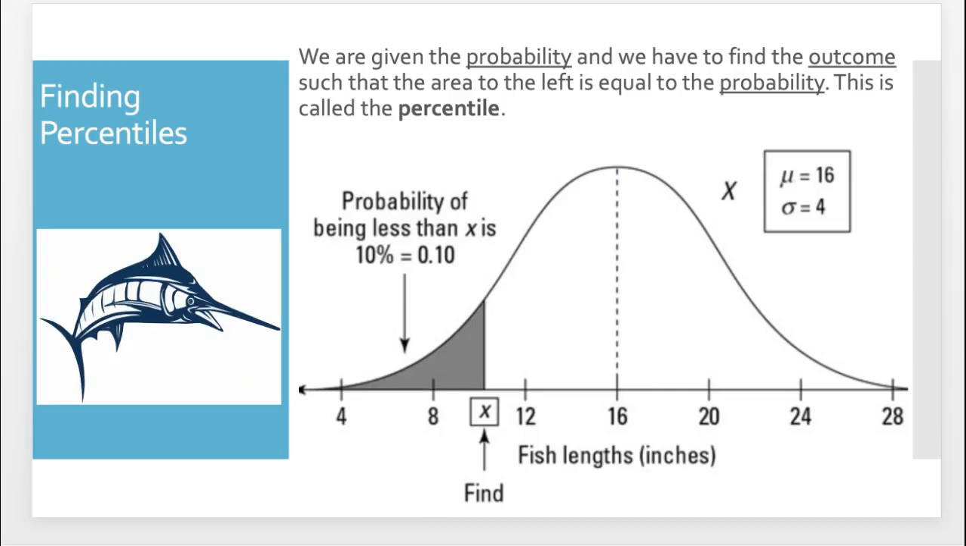The last thing that we'll talk about in this section is finding percentiles. In this example, we're just going to learn how to find these percentiles of this distribution, but we'll visit this in the next video.